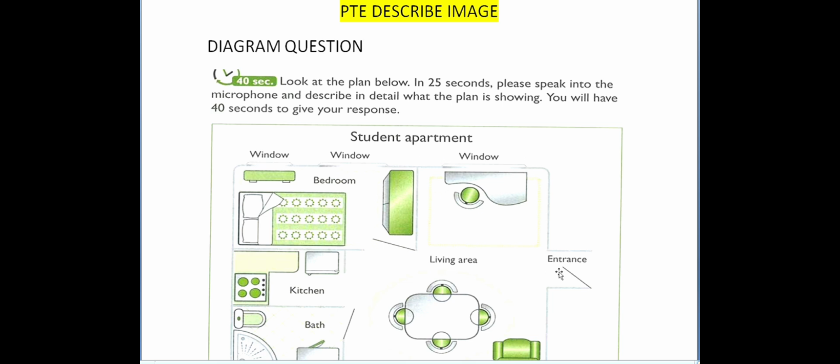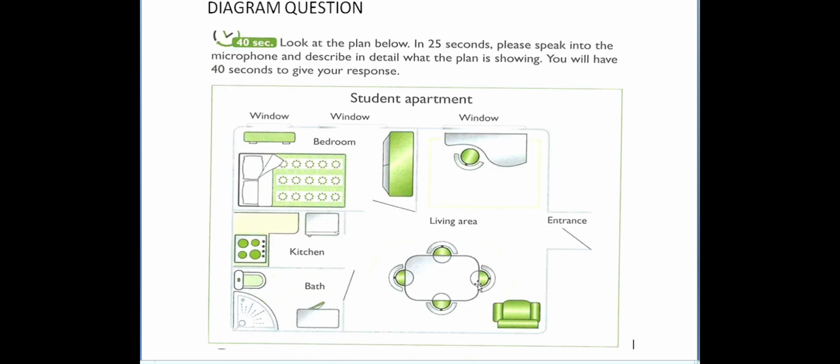So first thing, let's study the given instructions. Here to the right you have the entrance. Just next to that, when you enter the room, you have a window. How is the window? The window is large enough. There is a desk, there is a chair to it. Moving on to the living area, you have a table with 4 chairs to it. To the other end, you have a sofa.